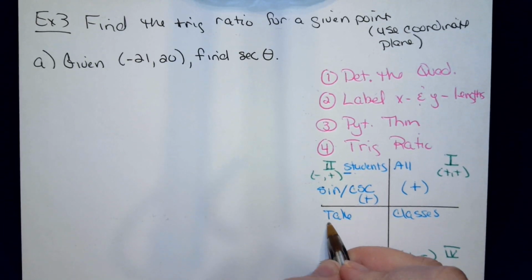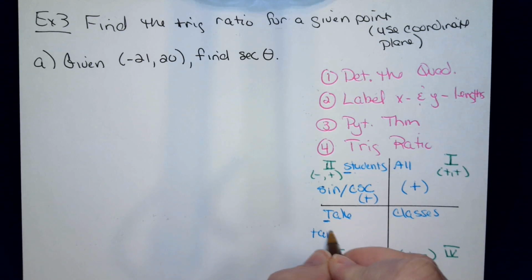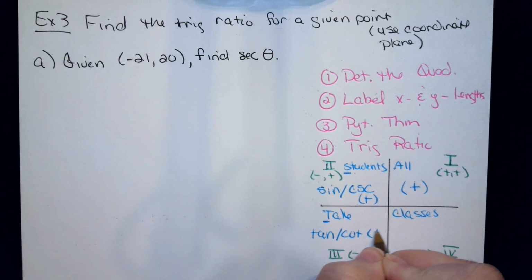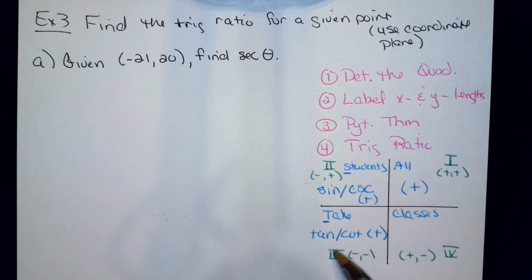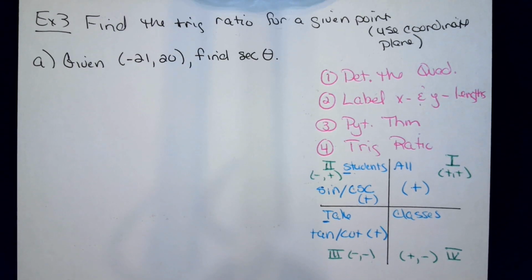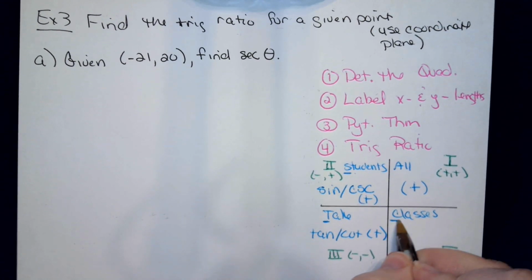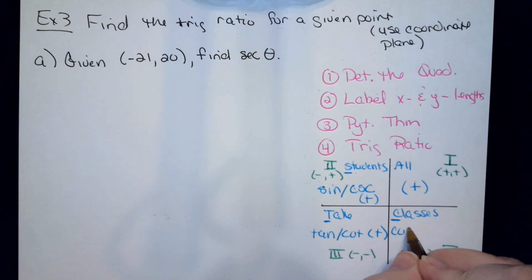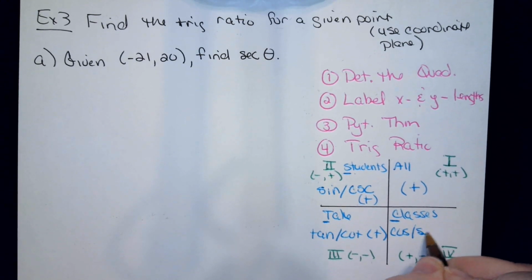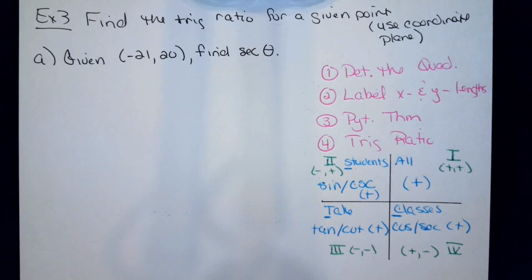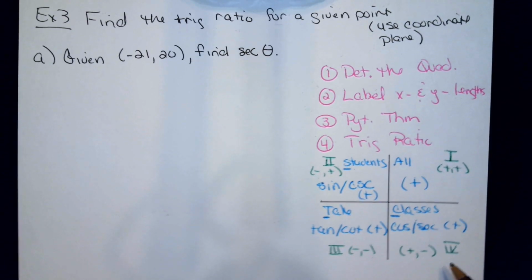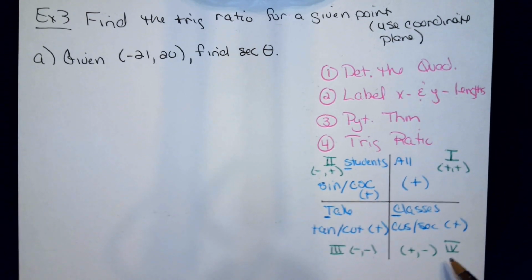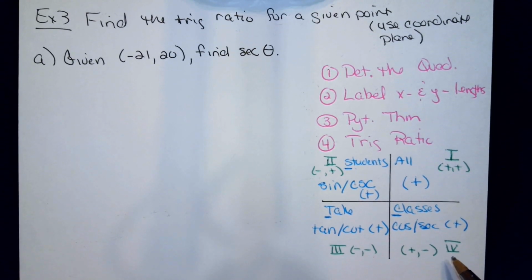All right, take. Take starts with T. Your tangent and cotangent are positive in quadrant 3. Everything else would be negative. So sine, cosecant, cosine, and secant would be negative in quadrant 3. And then classes starts with a C, so that is your cosine and its reciprocal, secant. Those will be the only positive trig ratios in quadrant 4. All the other trig ratios would be a negative value. And those would be sine and cosecant, tangent and cotangent.